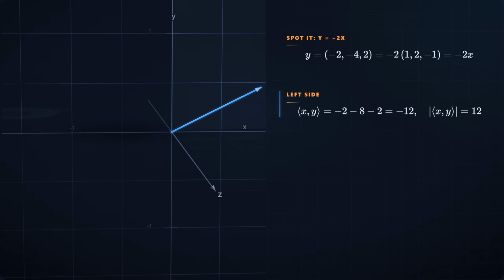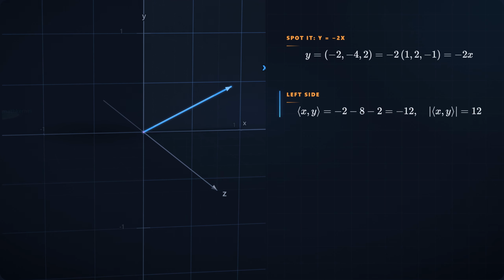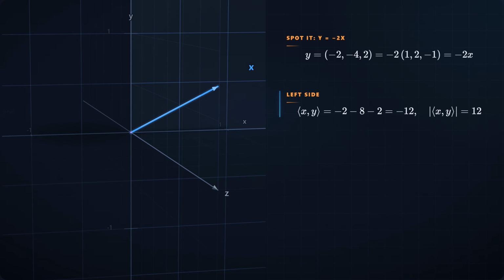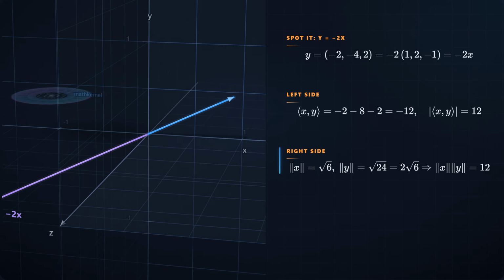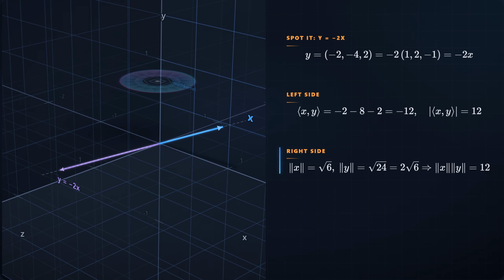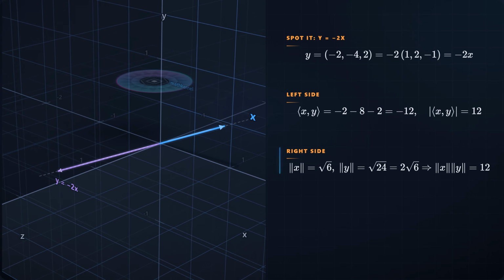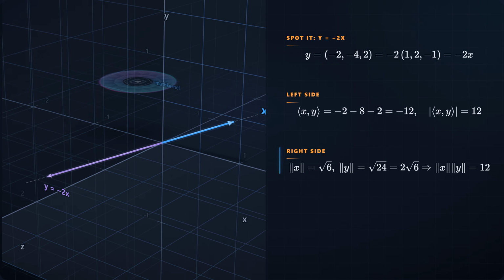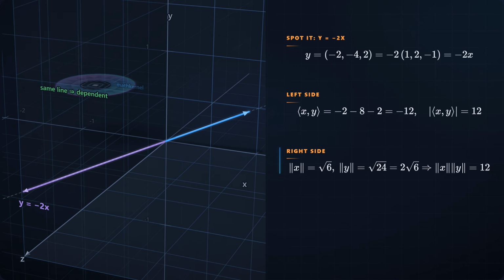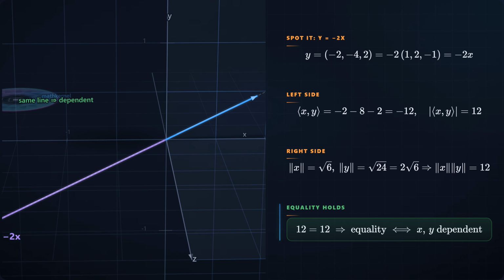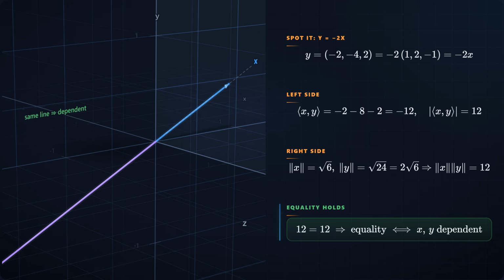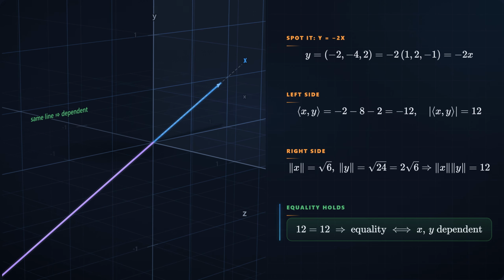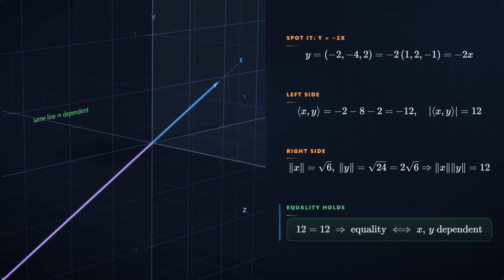Left side. The scalar product is -2, -8, -2, so -12. Its absolute value is 12. Right side: x has length root 6, and y, being twice as long, has length root 24, which is 2 root 6. Their product is 2 times 6, 12. 12 equals 12, equality. And that's the whole content of the equality case. Cauchy-Schwarz is an equality exactly when the two vectors are linearly dependent, lying on a single line. Not parallel, and it's strict; parallel, and it's exact.